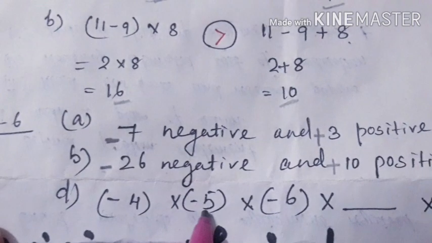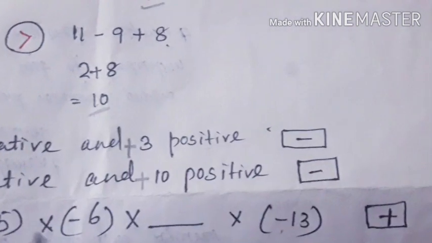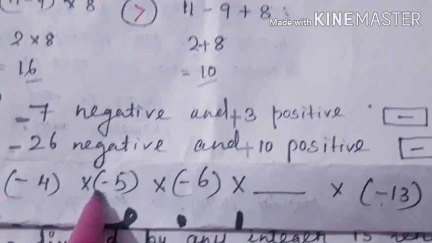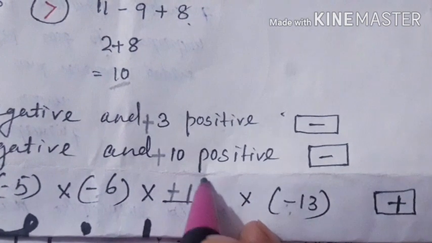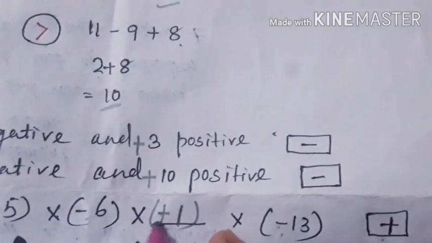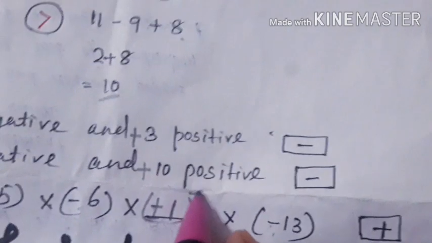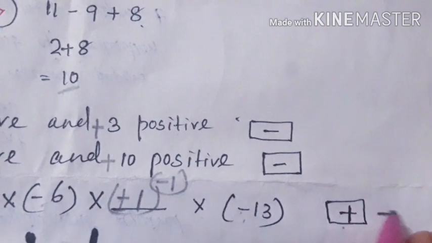In D, what is the question given? Minus 4 into minus 5 into minus 6 into dash into minus 13. Minus into minus is plus, then minus into minus is plus. If you put plus 1 here, then your answer will have a plus sign. If you write minus 1 here, you can write any one, then your answer will be minus.